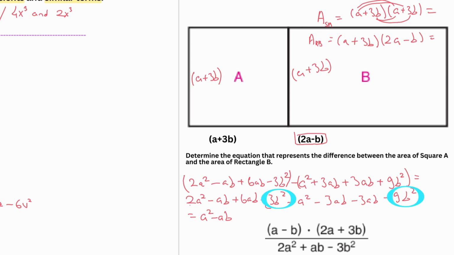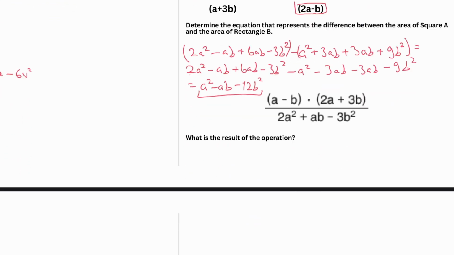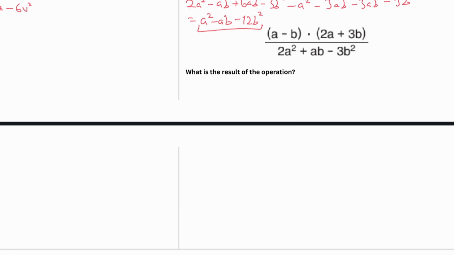And finally, I have two B squareds. So let's combine those two. Negative 3B squared minus 9B squared would give you a minus 12B squared. This is our final answer. Let me check my algebra. Yeah, so it should be correct. So this is our final answer. Now let's do the final question, and we will be done for today.